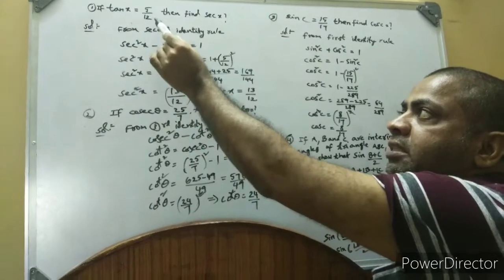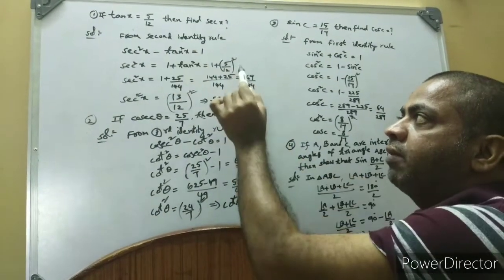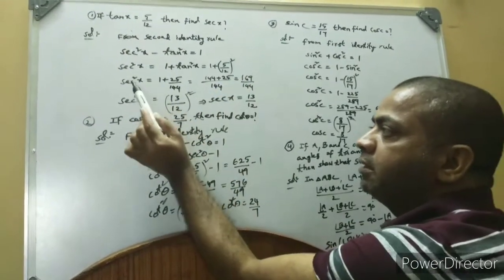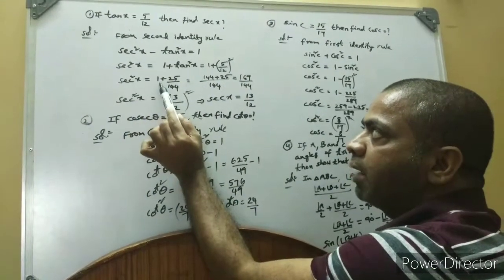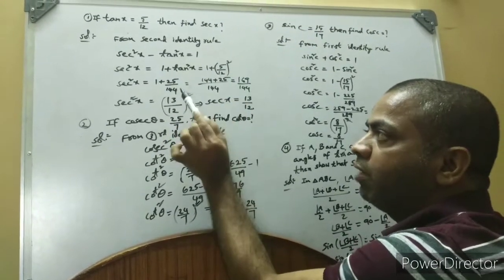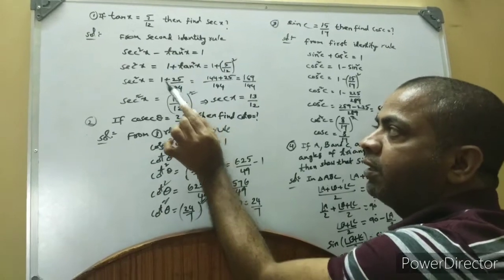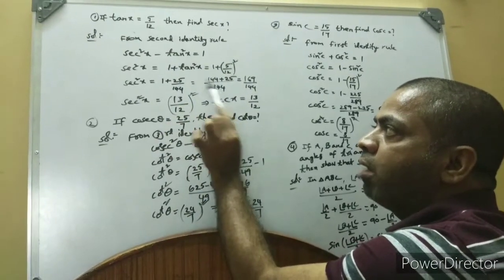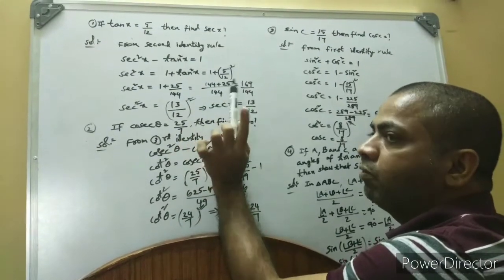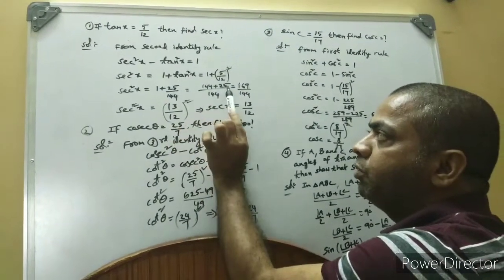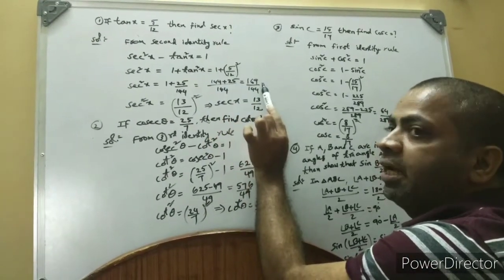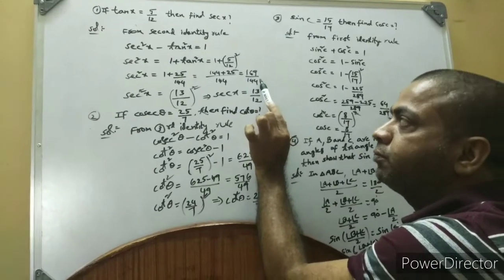Already the tan x value is given. How much is given? 5 by 12. That value you have to substitute here. 5 by 12 whole square. Then you will get secant square x is equal to 1 plus 5 square by 12 square. 5 square is 25. 12 square is 144. After taking the LCM, 144 by 144 one time goes, so 1 into 25 is 25. Then in the numerator, 144 plus 25 is 169 by 144.